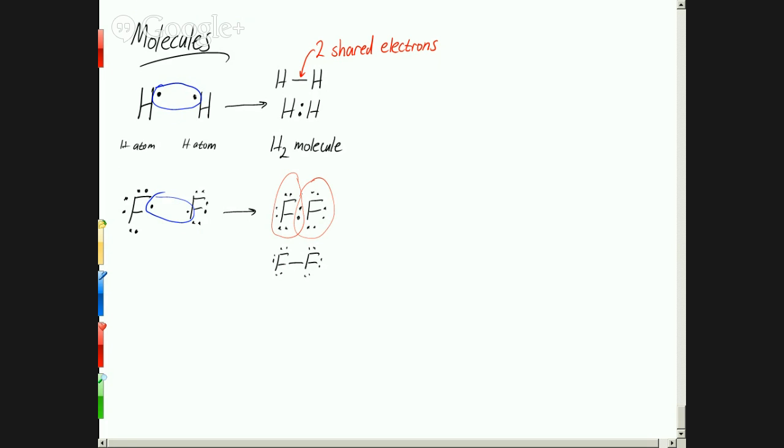8. You mean why 8? 8 means a full shell. So the full outer shell means it has 8 total electrons. Except for hydrogen and helium, it'll always be 8.